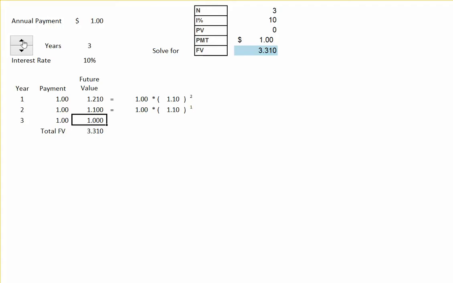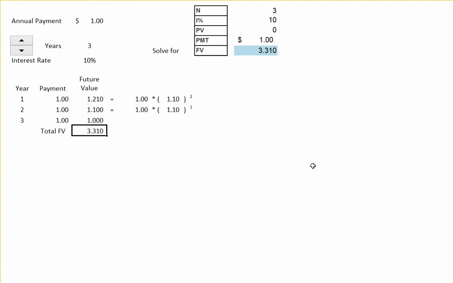For a 3-year annuity, we would make a third payment in the third year. Now notice the payment we made in the first year has 2 periods to compound, and it will grow to $1.21. The cash flow we deposit at the end of year 2 will only compound for 1 period and will grow to $1.10, while the payment we put in at the end of year 3 doesn't compound at all and will only be worth $1. When we sum up the total future value, we have $3.31.